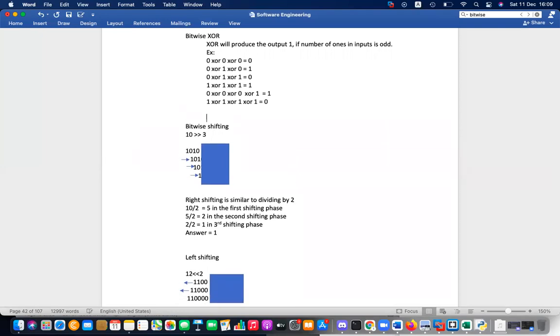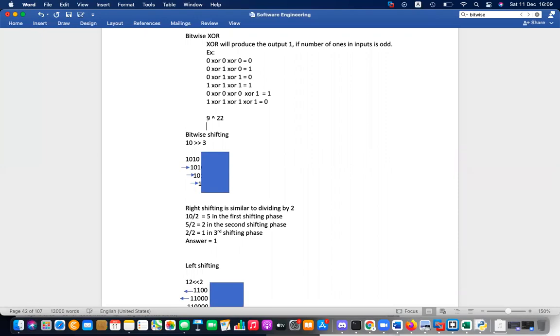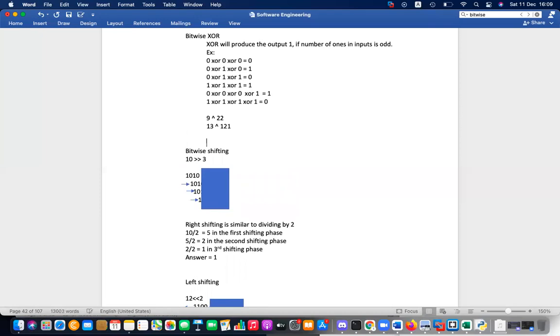Okay, now find out the answers for these numbers: 9 XOR 22 and 13 XOR 121. So what are the answers? Please show the steps. Please convert these to binary first, then XOR them and write the answer. Don't do this in Python. Do this in your writing book.